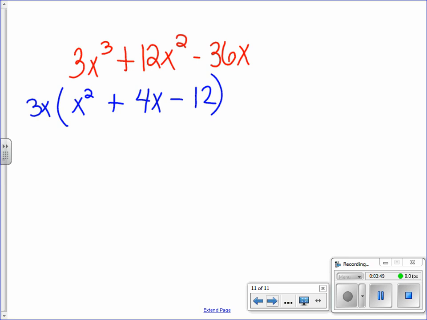Does everyone see how we got from the red to the blue? You get x squared. 3x cubed divided by 3x. The 3's cancel out. X cubed divided by x is x squared. Alright, anybody else?